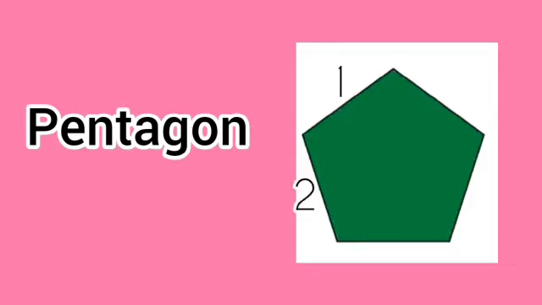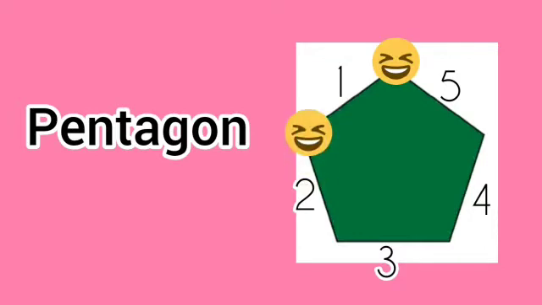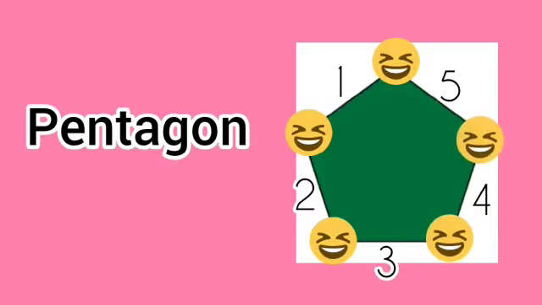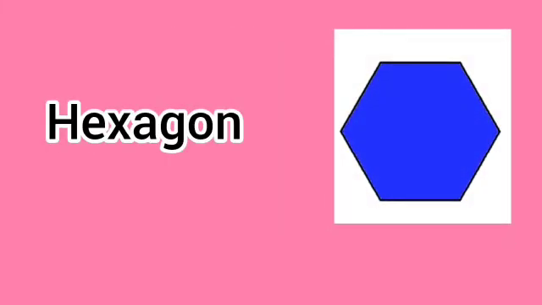1, 2, 3, 4 and 5. 5 sides and corners. So pentagon has 5 sides and 5 corners. For example, a football. Kids, have you seen a football? The black shaded part on the football holds a pentagon shape. Which shape? Pentagon shape.